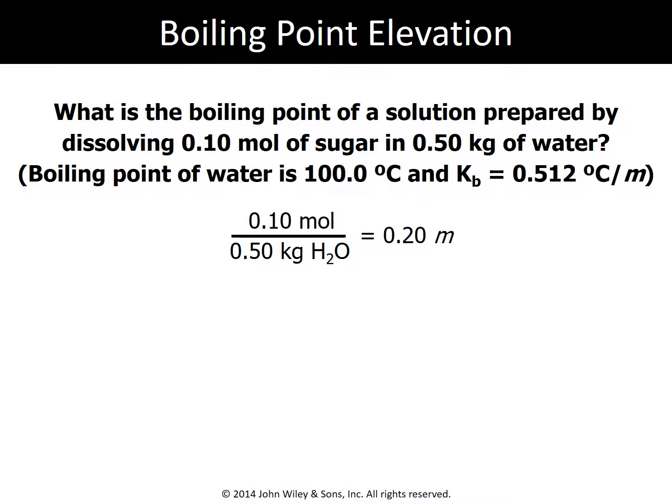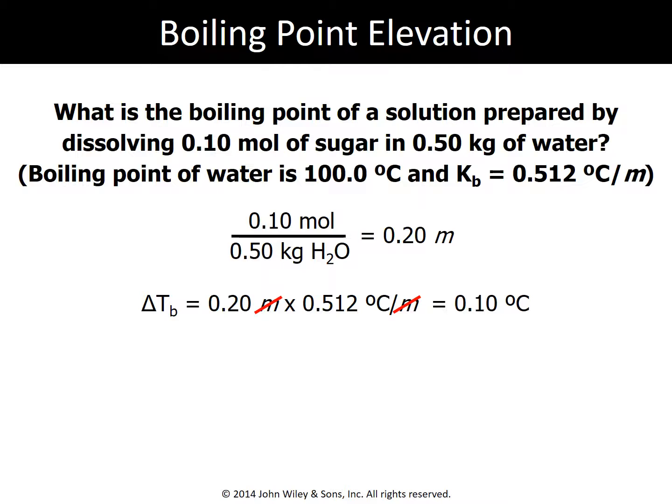So let's see an example. What is the boiling point of a solution prepared by dissolving 0.10 moles in 0.5 kilograms? Our boiling point of water is 100, and our Kb is 0.512. So we would calculate our molality, dividing our moles by our kilograms, and then multiplying by our constant. So our change in temperature is 0.10 degrees.